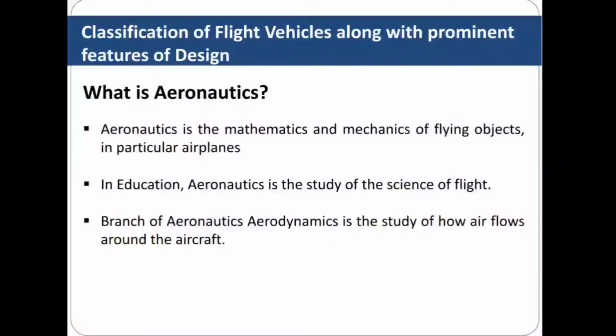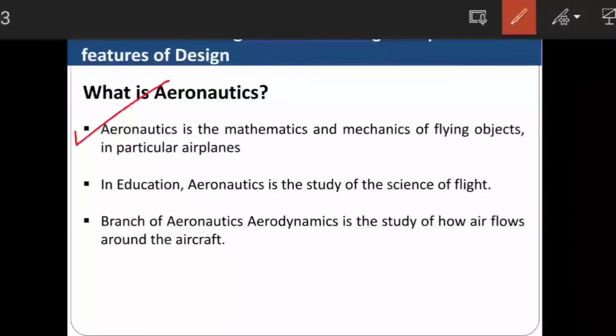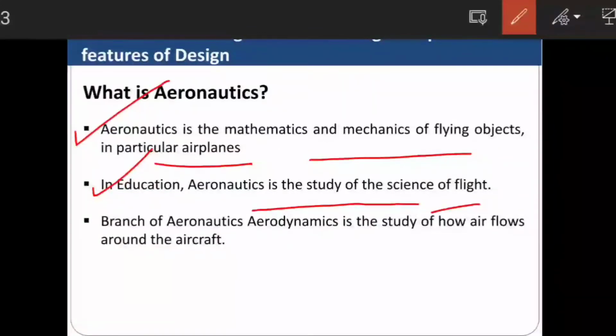After that, the definition: what is aeronautics? You are doing aeronautics study but don't know what aeronautics is, so here I have mentioned it. Aeronautics is the mathematics and mechanics of flying objects, in particular airplanes. In education, aeronautics is the study of the science of flight. And a branch of aeronautics, aerodynamics, is the study of how air flows around the aircraft. So that is the definition related to aerodynamics.